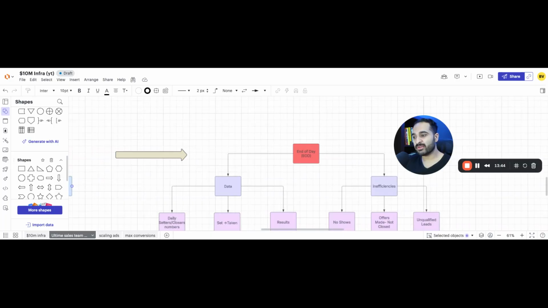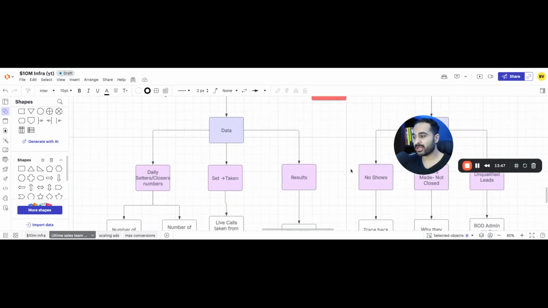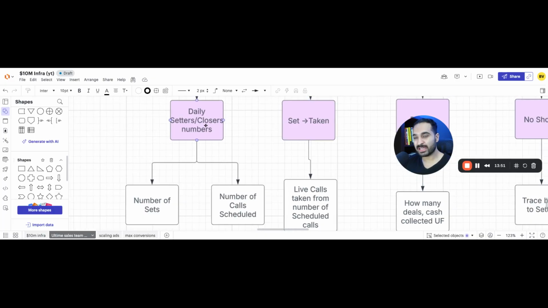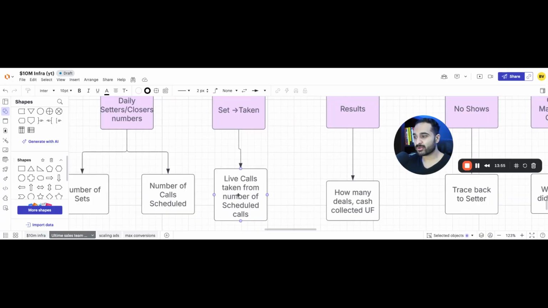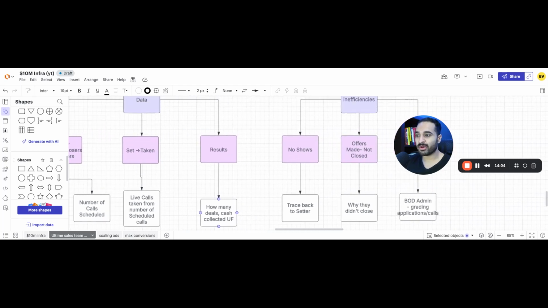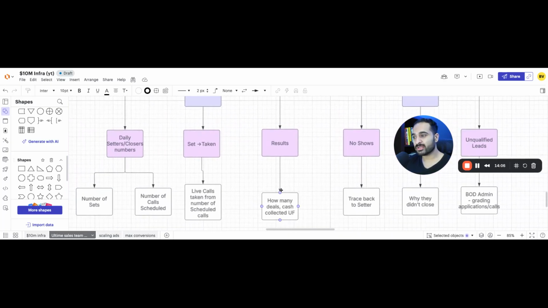And then end of the day, basically two things we're looking at. Collecting data, number one, from setters and closers every single day: number of sets and number of calls scheduled. Set to taking calls, live calls taken from the number of calls that were scheduled. What happened with those calls? Results, right? How many were deals? How much cash was collected? How much revenue was contracted?